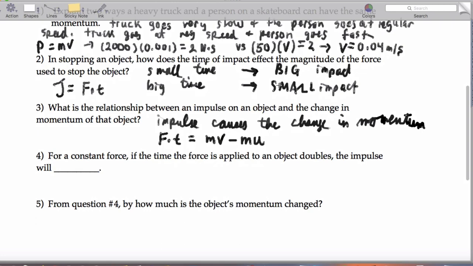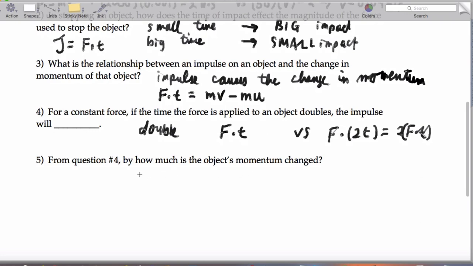If, for a constant force, the time applied to an object doubles, the impulse will double. Here's how we know. F times t, right? Versus F times double the time. And that'll give you 2Ft. You've literally doubled the algebraic quantity.